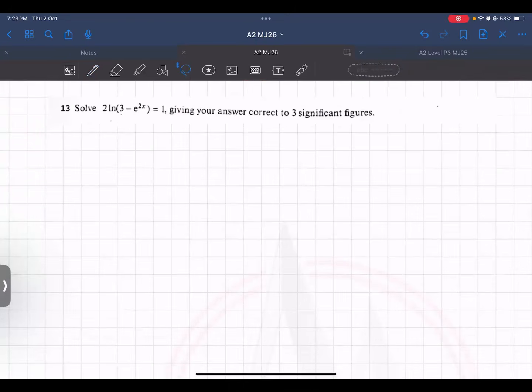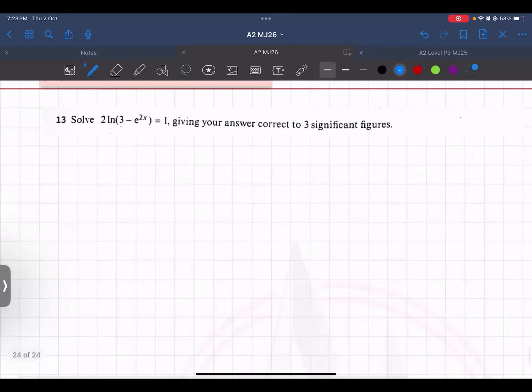Okay, so look in this one. First of all, you have your variable in the power of e. And then, to add the spice, they have put in an ln also outside. So first we will have to bring out the e power 2x outside the ln, and then we'll have to bring out the x outside the power.